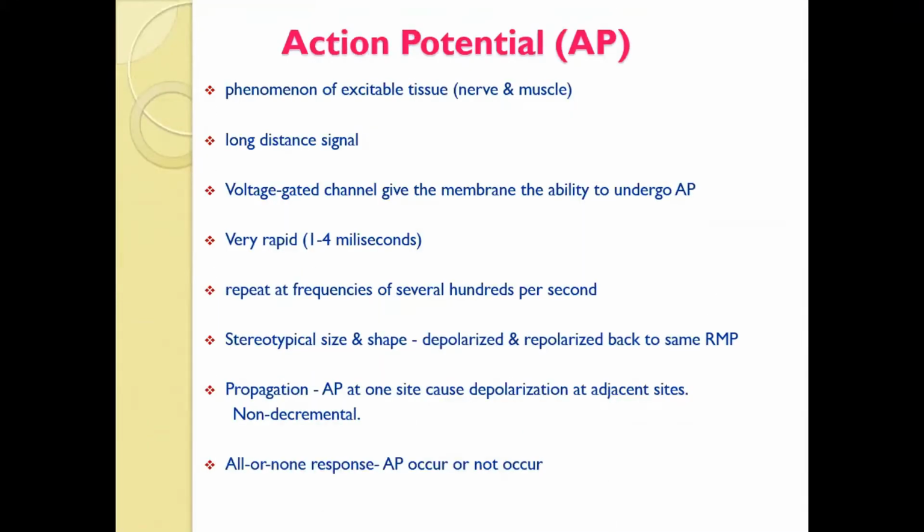Right, now we go for action potential. What is action potential? It is a phenomenon of excitable tissue, nerve and muscles, and it is for long distance signals. In order for you to understand action potential better, you will learn about neuromuscular contraction. In order to have muscle contraction, you need to have an action potential first. This is quite a basic lecture, so that's why I say action potential is going on. It's for long distance signals.